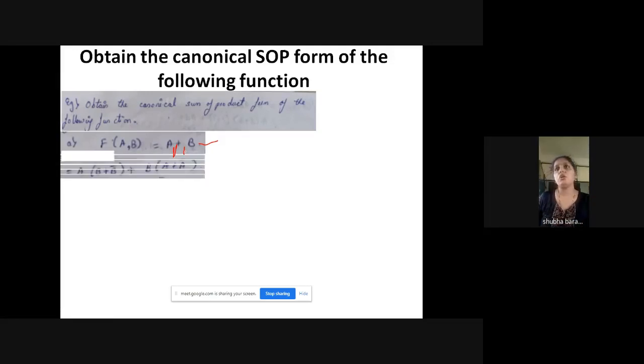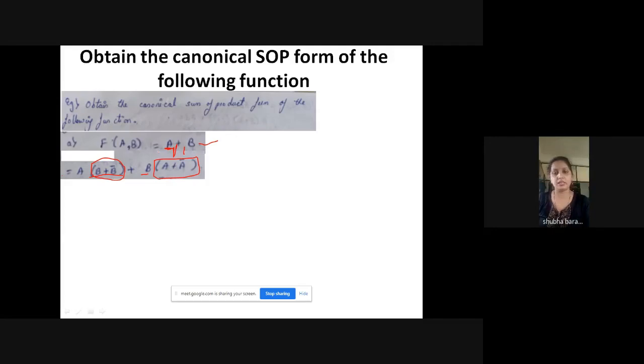With this a, I have put b plus b bar. Anyhow, b plus b bar is 1 and a dot 1 is a. So with a I have put b plus b bar, and with b I have put a plus a bar.